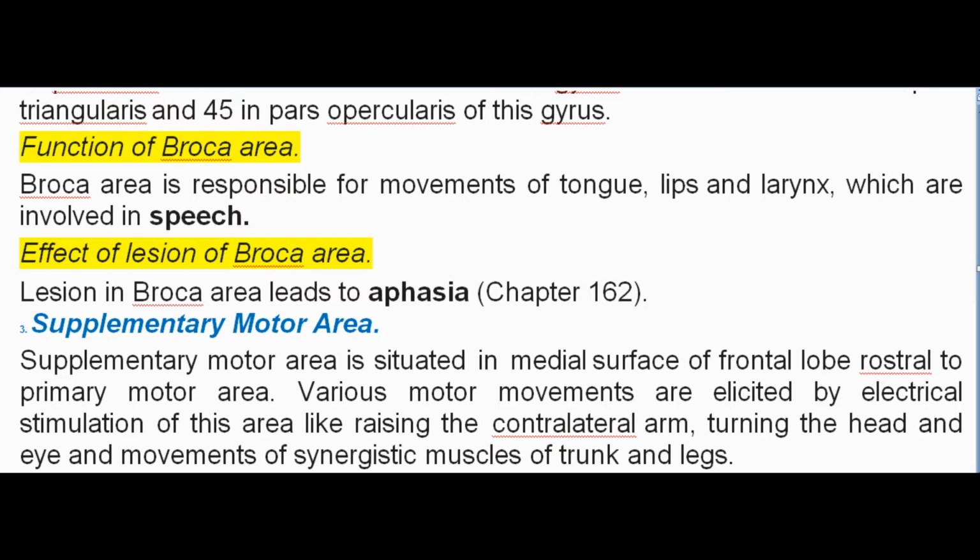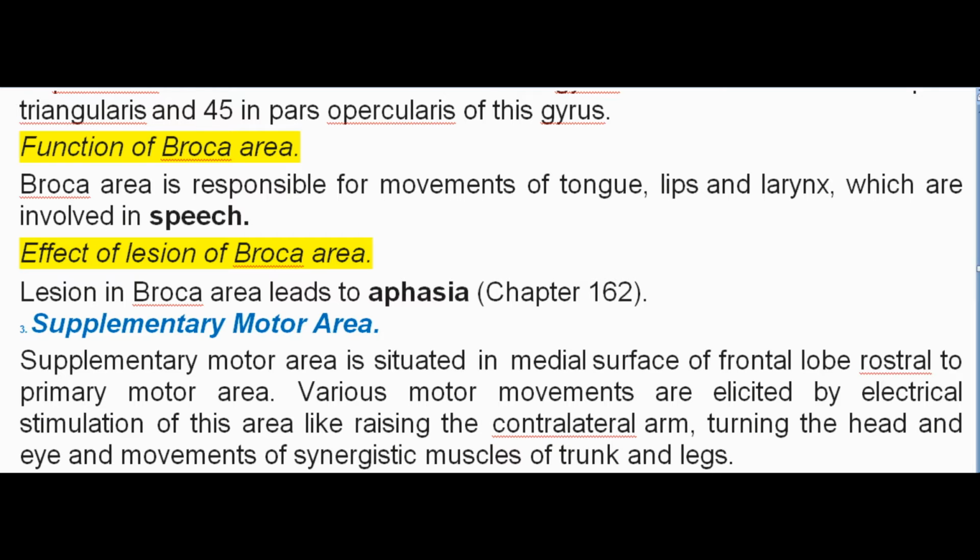Function of Broca area. Broca area is responsible for movements of tongue, lips, and larynx, which are involved in speech. Effect of lesion of Broca area. Lesion in Broca area leads to aphasia, chapter 162.